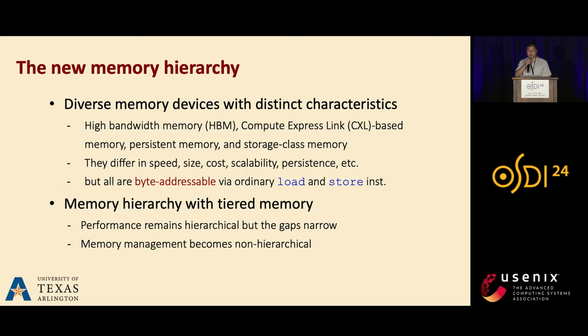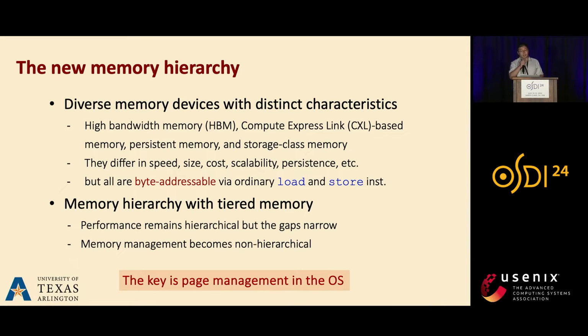As new memory devices such as HBM, CXL-based memory, persistent memory, and storage class memory continue to emerge, the future memory hierarchy will consist of diverse memory devices with distinct characteristics differing in speed, size, cost, scalability, and persistence. The new memory hierarchy is all byte-addressable by the CPU via ordinary load and store instructions, and the performance gap between the tiers is getting narrower.